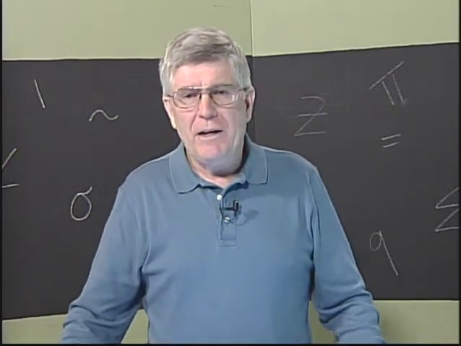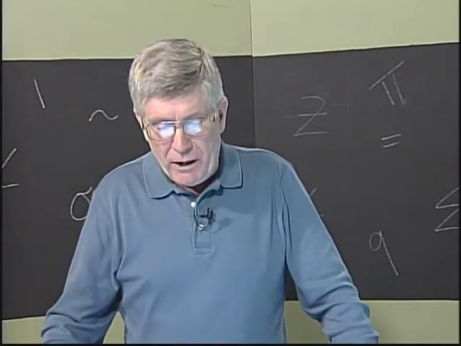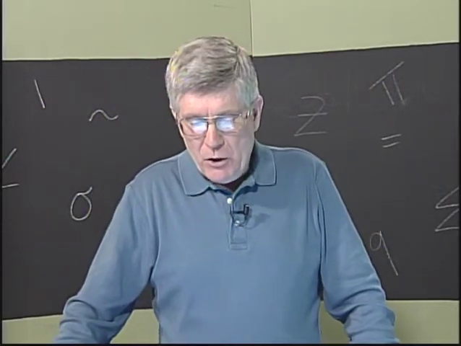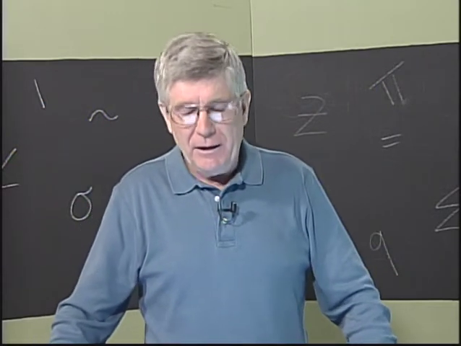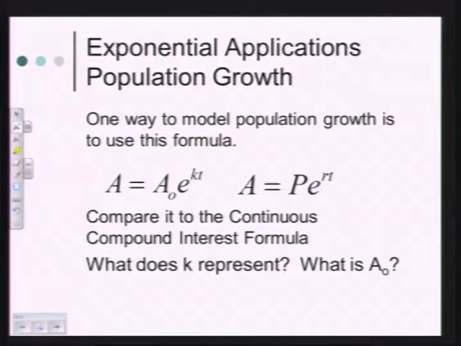So, you say, there have got to be other applications as well. And there are other applications. One that we'll look at briefly is population growth. One way to model population growth is to use a very similar formula. A, the amount of people in a population at any given time, equals a sub 0, we're going to talk about that sub 0 here in just a minute, e to the kt. Now notice that's essentially the same as our continuous compounding formula for money.